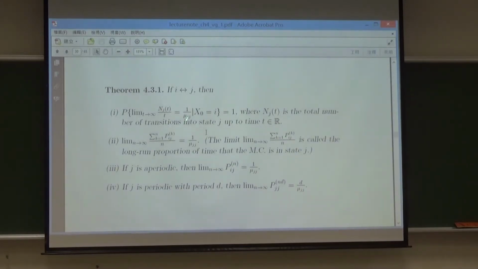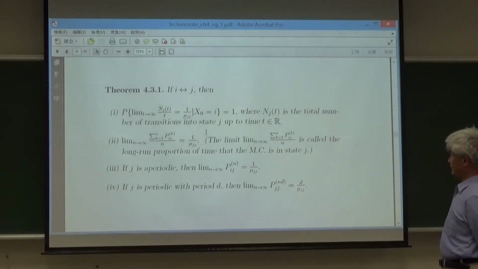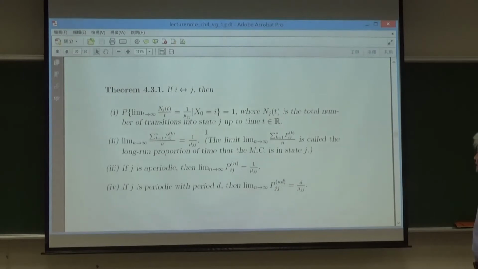So we are considering a communication class, so that I and J communicate with each other. And the first part, I said it wrong; it's the strong law of large numbers for Markov chains. So let's see how we deal with the proof.